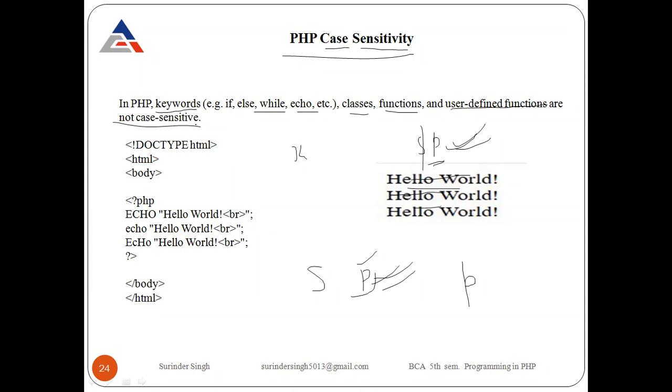Keywords, classes, functions, and user defined functions are not case sensitive. You can write either in small case, or you can write them in capital case also. Like in this example, echo, we write in capital letters, here in small letters, and here we use both small and capital letters. And after running this code, the output will be displayed. Keywords, classes, functions, and user defined functions are not case sensitive, but variables are case sensitive in PHP. If you declared in small letters, then you have to use it anywhere in the code in small letters.